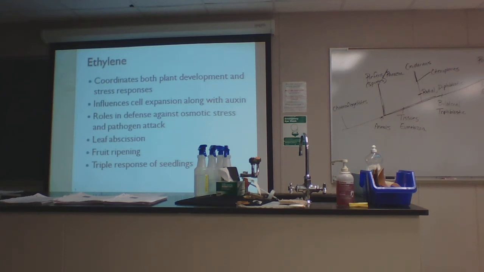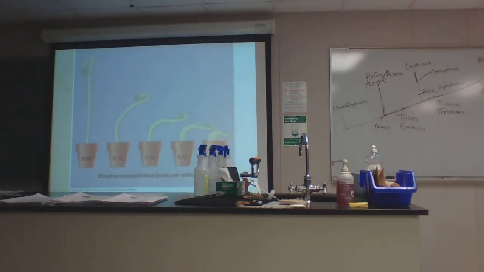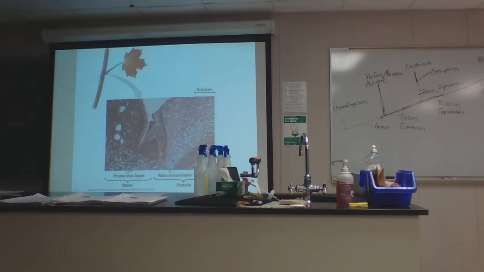Okay, so let's see, ethylene. Ethylene causes fruit to ripen. It causes the triple response of seedlings, and it causes leaves to drop in the fall.